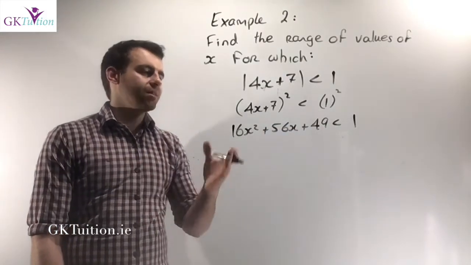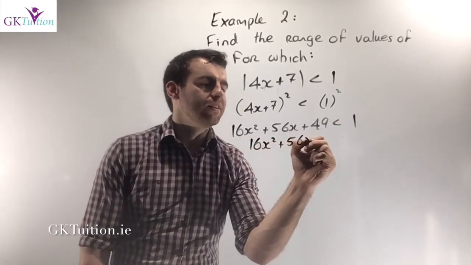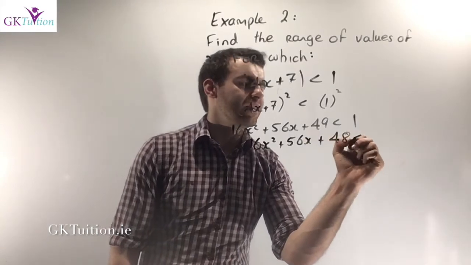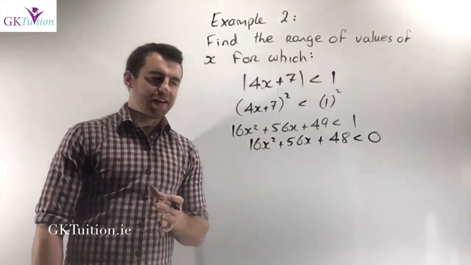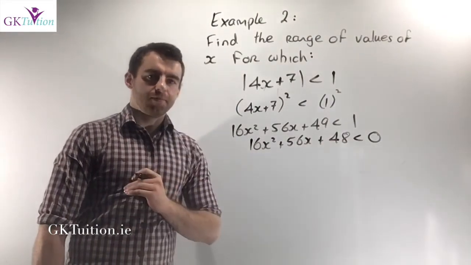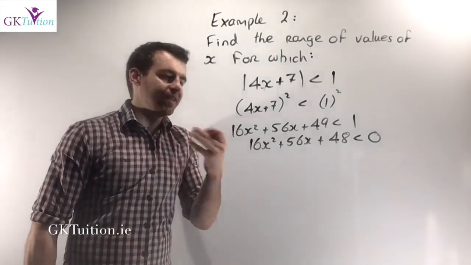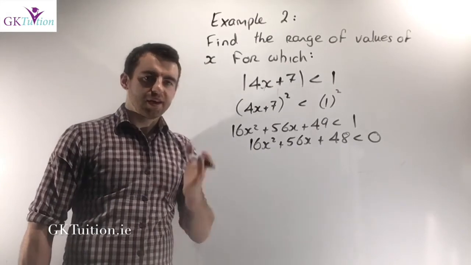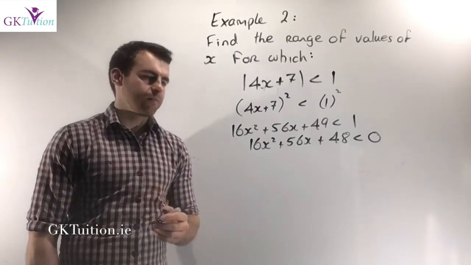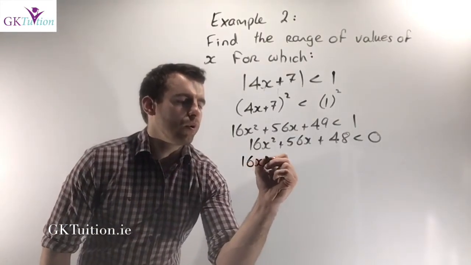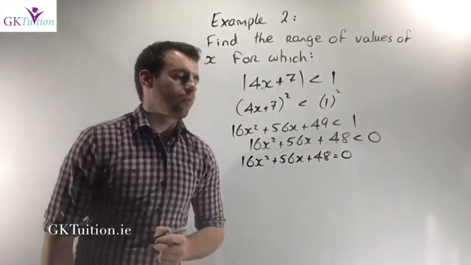What I would do next is subtract 1 from both sides and get 16x² + 56x + 48 is less than 0. Now, hopefully you'll recognize where we're at this stage. I have a quadratic and an inequality. In order to answer the question posed on this line, I need to let it equal 0, factorize and solve it, and sketch my quadratic curve, just like we did in a number of videos previous to this. So for the moment, I'm going to ignore the fact that there's an inequality there, because what I want to do now is sketch my graph.